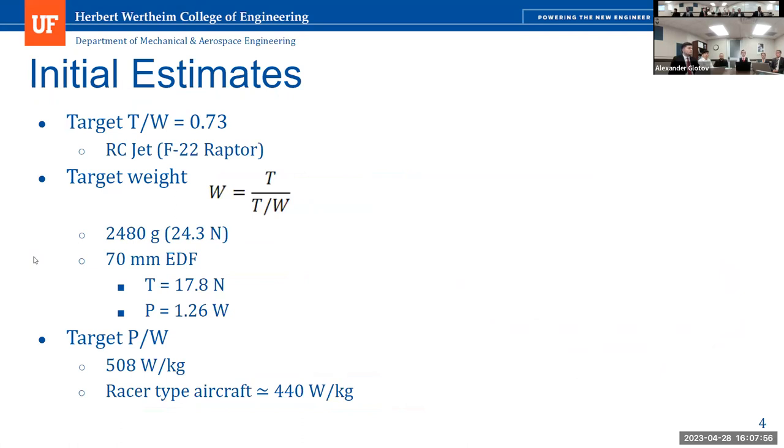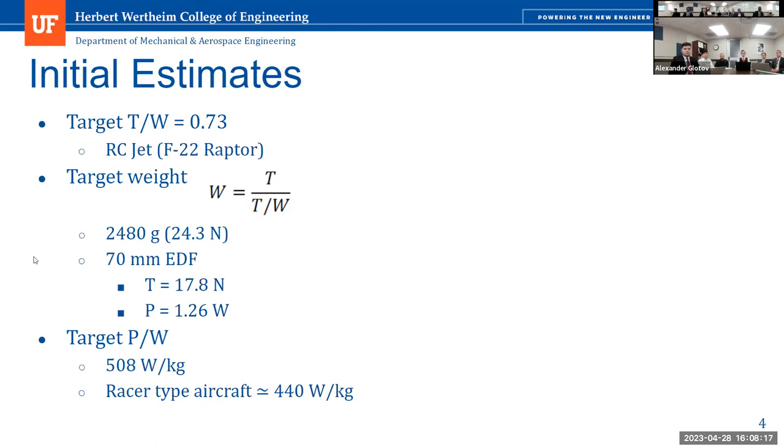Prior to actual manufacturing of the aircraft, we found it important to create some initial estimates to see what we were actually working with. So we did that using some historical data, using other RC airplanes, and also an RC airplane that we had on hand, which was an F-22 Raptor. So we were able to generate from the F-22 Raptor, measuring its weight and its thrust, a target thrust to weight ratio that we are working towards.